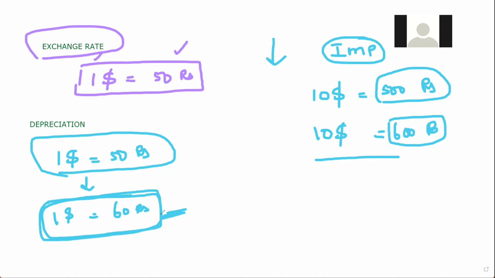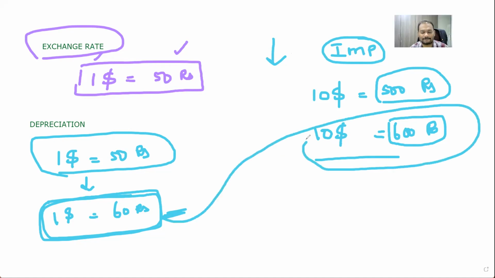Yes, sir. Depreciation will make imports expensive. When imports become expensive, imports reduce. When imports reduce, payments reduce. So you can correct your disequilibrium. Clear with this, all of you?